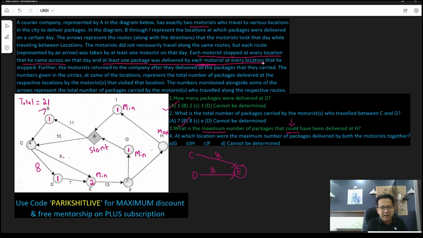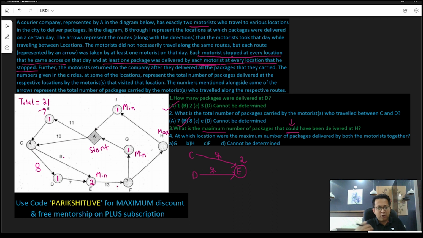At every location that he stopped. So obviously, C to E, one motorist, D to E, one motorist, both the motorists would have delivered a minimum of one each. So the minimum number of deliveries at A has to be 2 and not 1. Here you can go wrong. So be very careful. This number is 2, right?